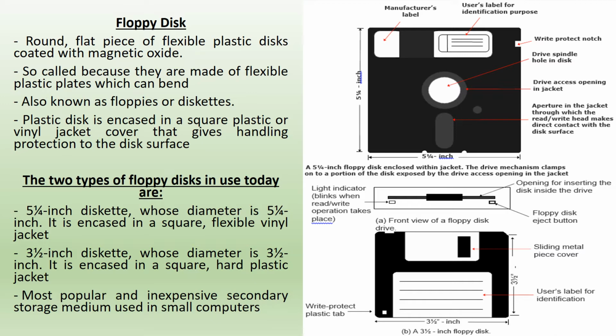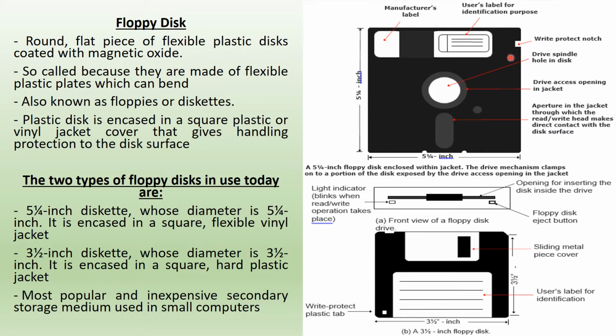So they are round, flat pieces of flexible plastic disk coated with a magnetic oxide. You may be saying, but over here you say they are round, and in the picture they look squared. The square part that you see is the protector. Remember that I told you they contain a protector, right? What you see black over here is the protector.